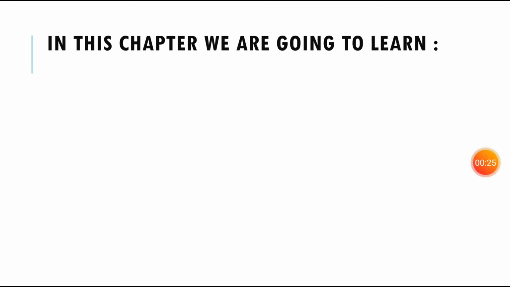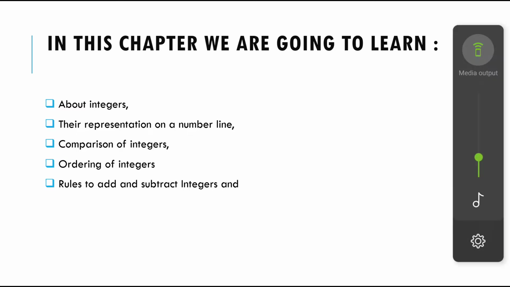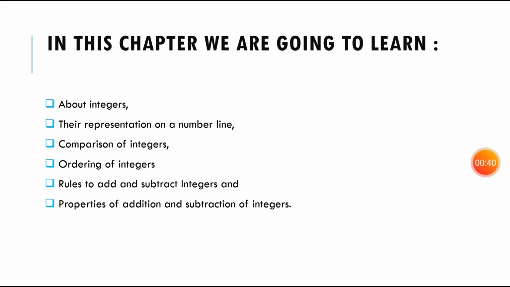In this chapter, we are going to learn about integers, their representation on a number line, comparison of integers, ordering of integers, rules to add and subtract integers, and properties of addition and subtraction of integers.